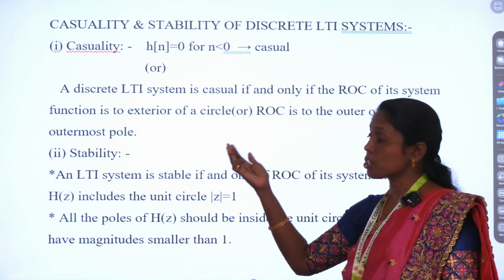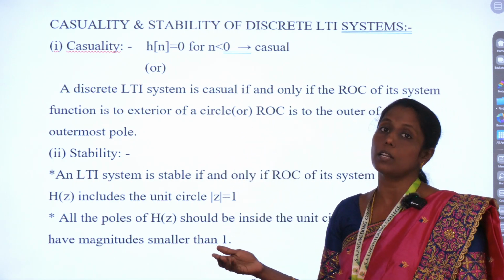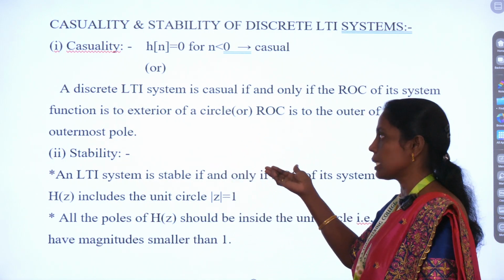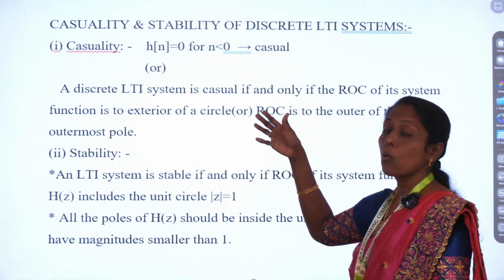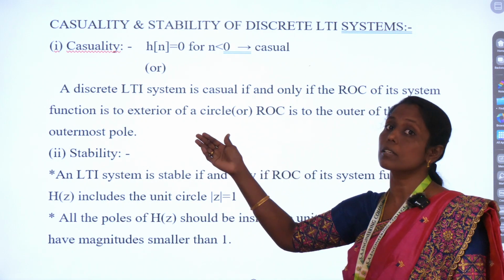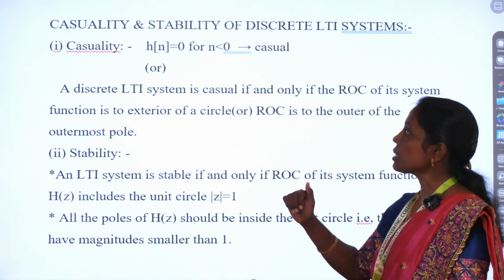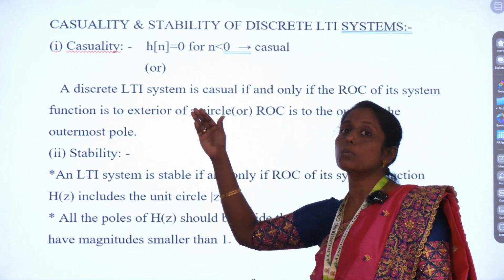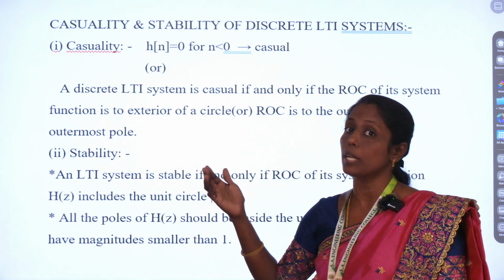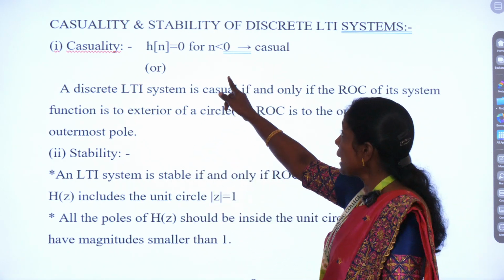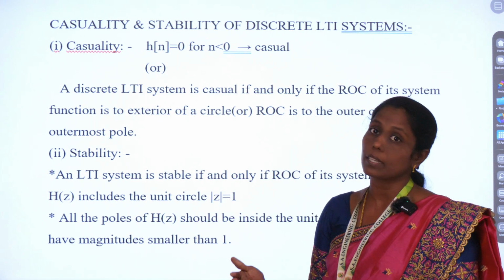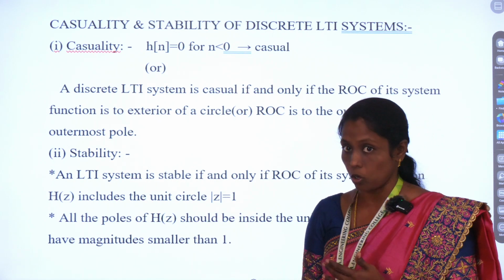In order to check whether the system is causal, we have to check the following conditions. Let us discuss the conditions for the system to be causal. The first condition mentioned here is that the impulse response h of n should be equal to 0 for n less than 0. If this condition is satisfied, then we can say the system is causal.